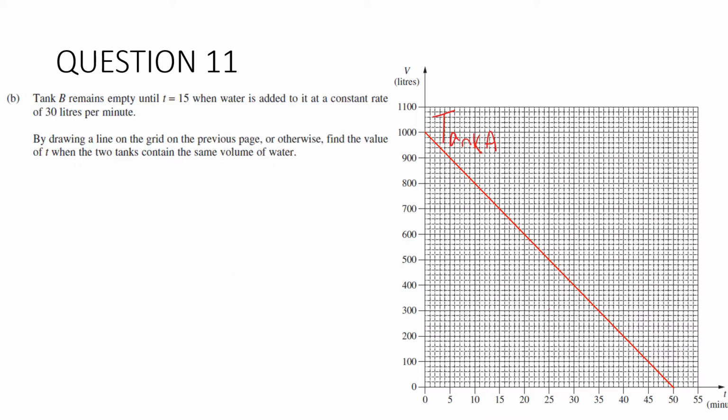Tank B remains empty until T equals 15, when water is added to it at a constant rate of 30 litres per minute. By drawing a line on the grid, find the value of T when the two tanks contain the same volume of water. Okay, so we've got 0 water in the tank until T is equal to 15, and then it is added at a constant rate of 30 litres per minute. Again, very difficult to graph per minute, so let's try after 10 minutes. We would have 30 lots of 10, which is 300 litres. So after 10 minutes it'd be T equals 25, and we'll plot this point there. And again, we can continue plotting points and joining them up. We end up with our other straight line relationship, tank B.